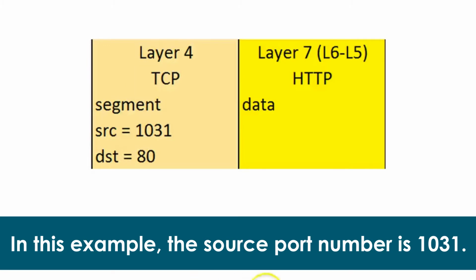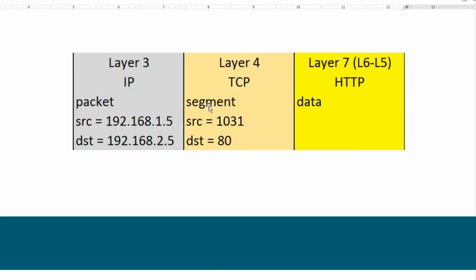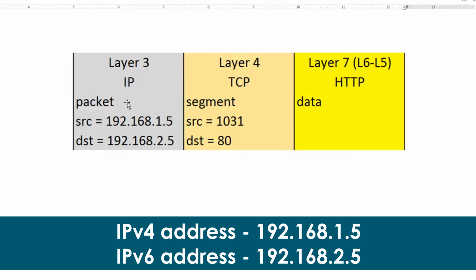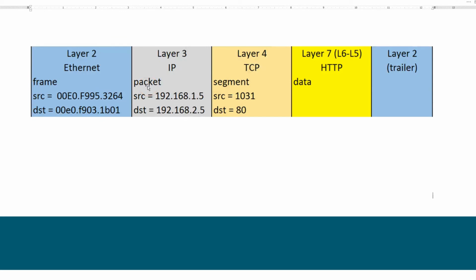The segment is then encapsulated with layer 3 information. The PDU at this layer is referred to as a packet. There are several layer 3 protocols, but the two main ones covered in this course are IP version 4 and IP version 6. IP stands for Internet Protocol. In this example, a source IP version 4 address of 192.168.1.5 and a destination IP version 4 address of 192.168.2.5 is shown.